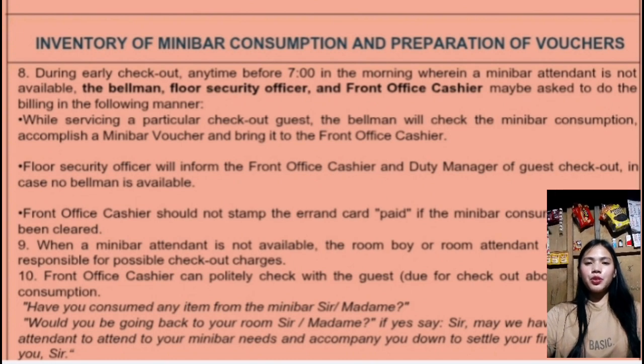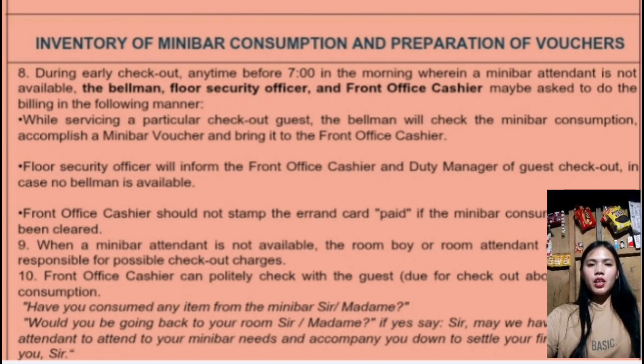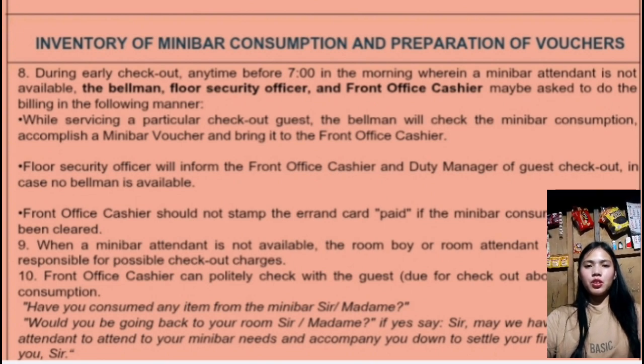So here's the procedure for handling early checkouts and minibar billing. For early checkouts before 7 a.m., if a minibar attendant isn't available, the bellman checks the minibar consumptions, completes the vouchers, and brings them to the front office cashier. The floor security officer informs the front office cashier and duty manager of the checkout. The front office cashier does not stamp the errand card paid unless the minibar consumptions have been cleared.